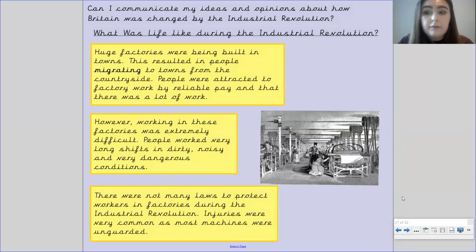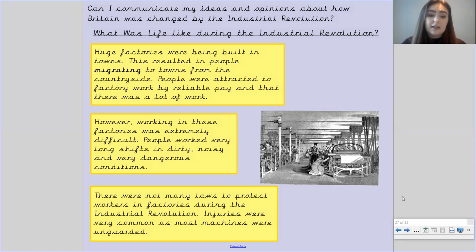So what was life like during the Industrial Revolution? Huge factories were being built in towns, and this resulted in people migrating, that means moving, to towns from the countryside. People were attracted to the factory work because it gave them reliable pay, so they knew that they'd be paid regularly, and they knew that there was a good chance they would get a job.